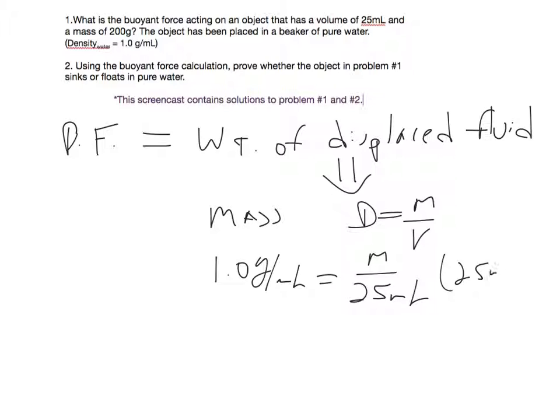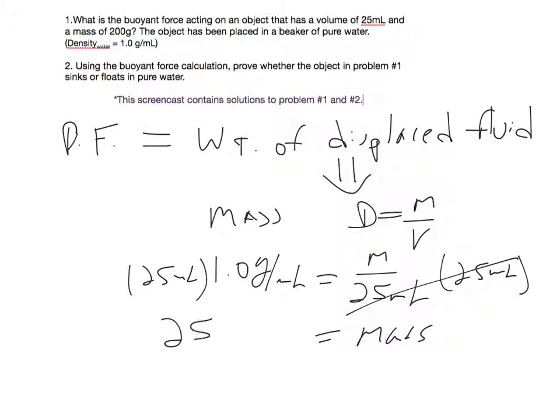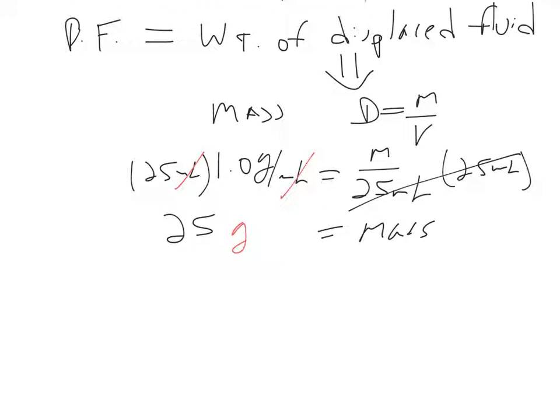So we're going to do some algebra here. Multiply both sides by 25 milliliters because we're dividing by 25 milliliters. 25 by 25 is 1. That leaves us with mass. And 25 times 1 is 25. The cool thing here is you can see that the units of milliliters cancel out. Milliliter divided by milliliter is 1, so we know we have 25 grams. Cool, so we know that 25 grams was the mass of the water displaced.